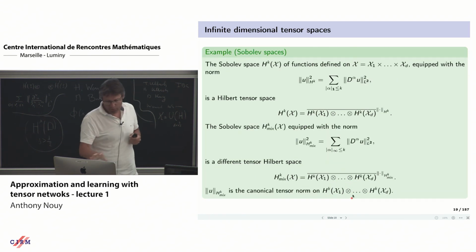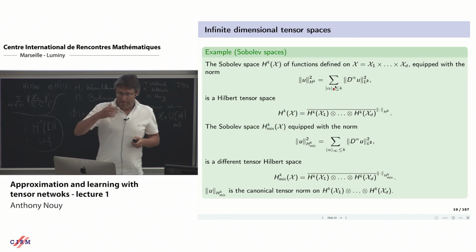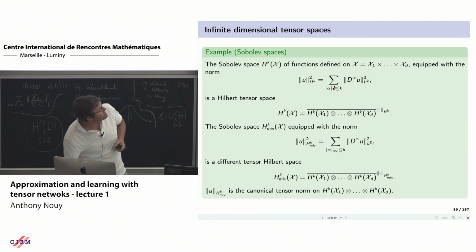I will not spend too much time on this, but you have here an example of Sobolev spaces. So the classical Sobolev space of functions, whose norm can be defined as the square of the norm as the sum of the squares of the norms of the derivatives, taken such that the tuple alpha, the sum of the entries of the tuple, is bounded by k. Okay, this is a classical norm on the Sobolev space Hk, which is the completion with respect to this norm of the algebraic tensor product space of the Hk spaces.